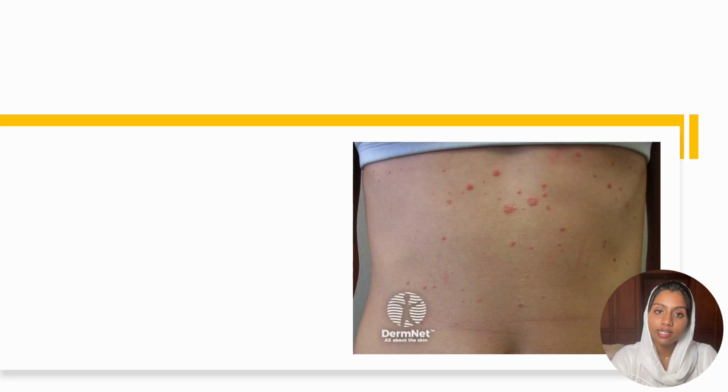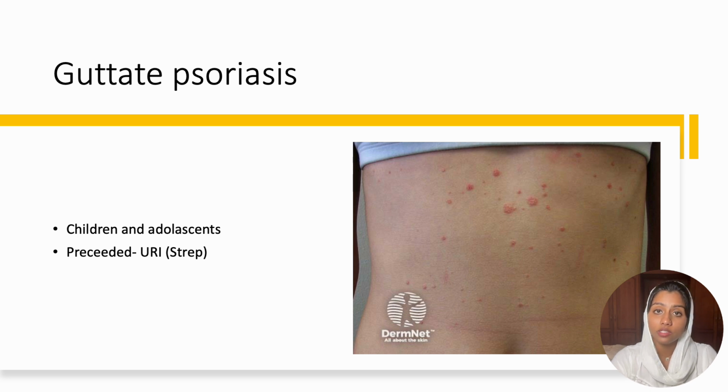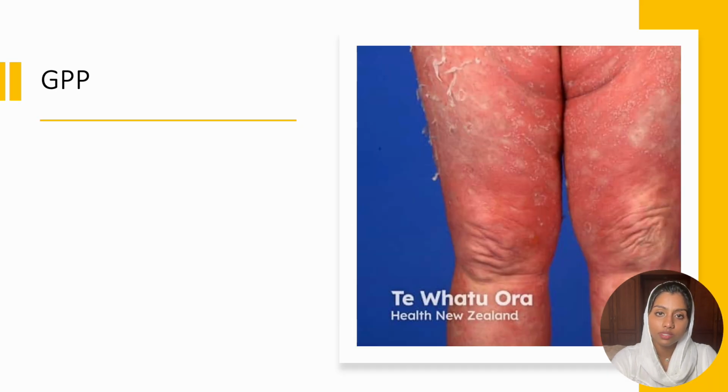Coming to the next clinical scenario, here you can see an erythematous papule with scaling. So this is what we call guttate psoriasis. This is generally seen in the children and adolescent age group, and generally there is a history of preceding infection with streptococcal bacteria. So generally there will be an infection like throat pain or a URI. This generally has a very good prognosis and generally resolves in response to treatment.